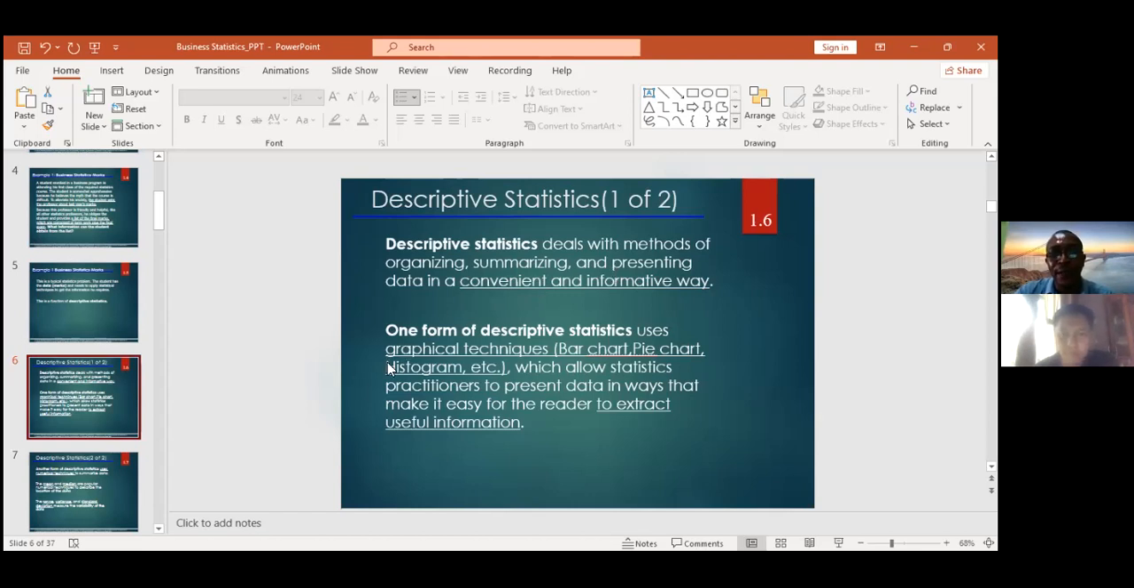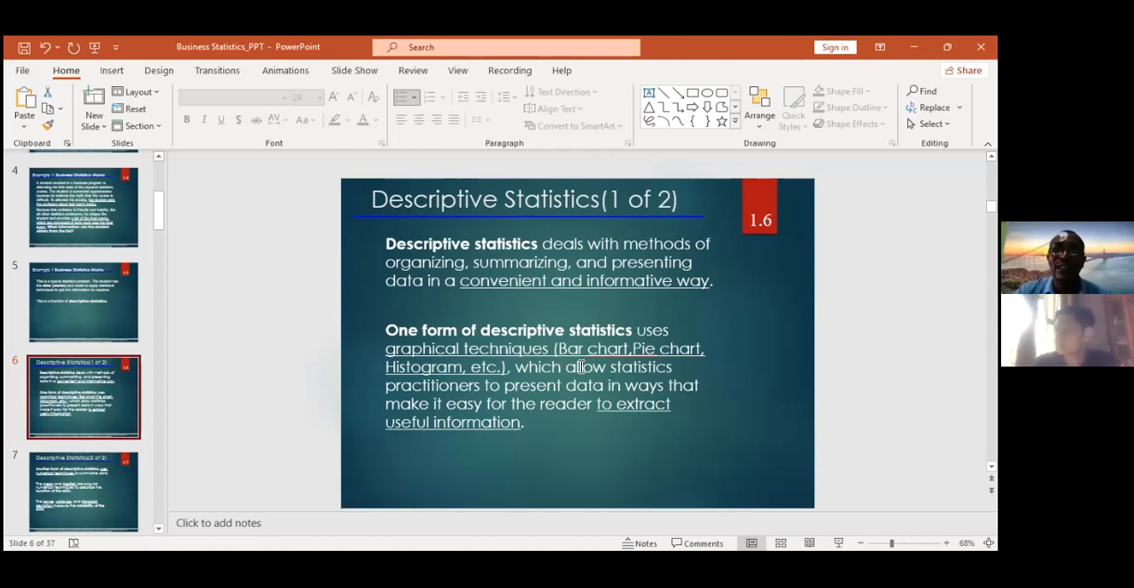So let's go deeper a bit. One form of descriptive statistics uses graphical techniques. These graphical techniques, for example, are the bar chart, the pie chart, the histogram. So it allows statistics practitioners to present data in ways that make it easy for the reader to extract useful information. So at the end of every semester, we normally show descriptive statistics of student marks.